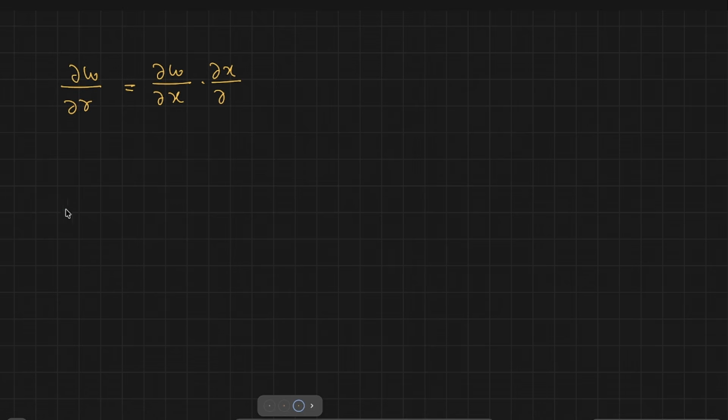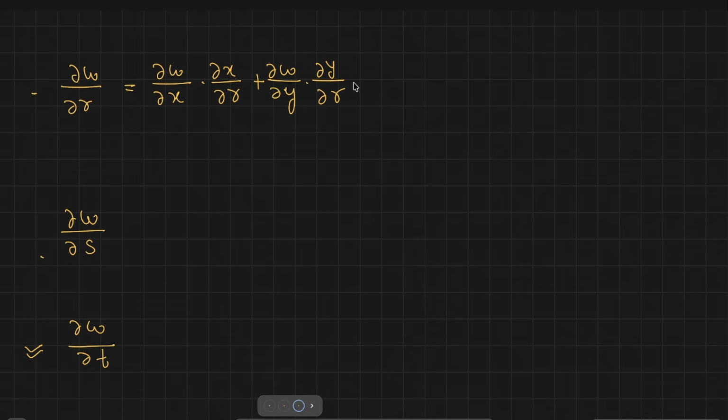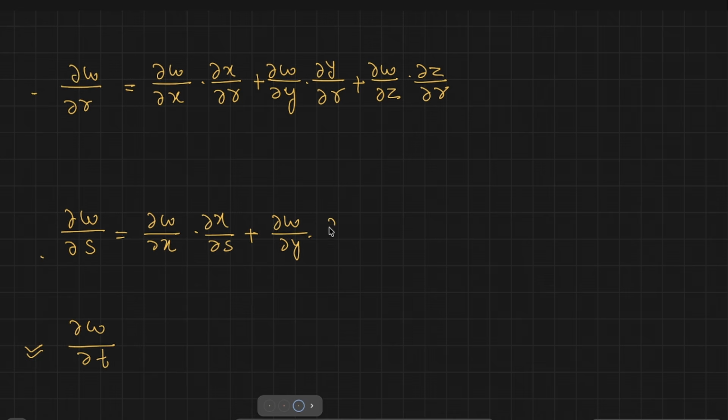Okay, but there are possible cases: ∂w/∂r, ∂w/∂s, and ∂w/∂t. This you can also find out. We'll write only these. Now you have to find ∂w/∂r for this question. Then again with respect to y, ∂y/∂r. Then ∂w/∂z and ∂z/∂r. Similarly, you can put in all these values. Now it is ∂w/∂x, ∂x/∂s, ∂w/∂y, and ∂y/∂s, ∂w/∂z, and ∂z/∂s.